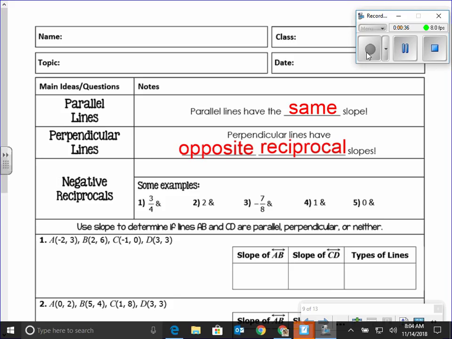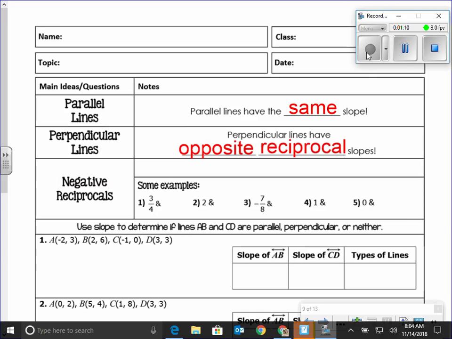What is a reciprocal? Anybody remember? Well, a reciprocal is just flip the fraction, whatever it is. So what would be the reciprocal of 2/3? 3/2, right? All we're doing is flipping it. What would be the reciprocal of 4? 1/4. So we get the idea, right? The reciprocal is just to flip the fraction.